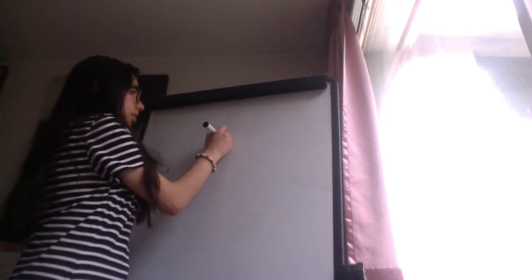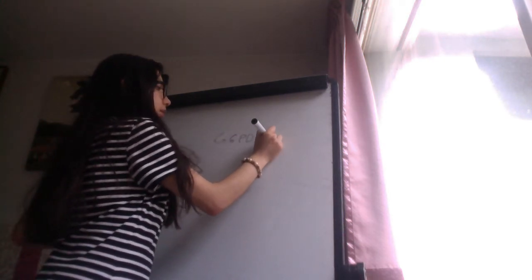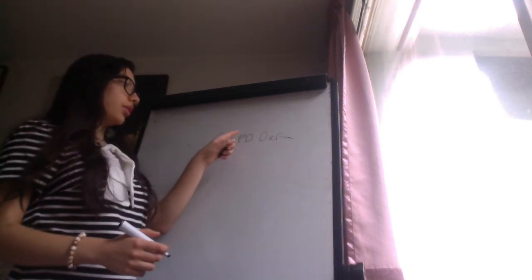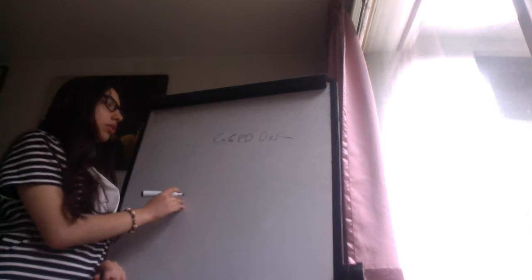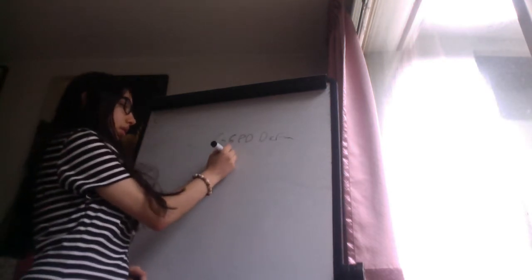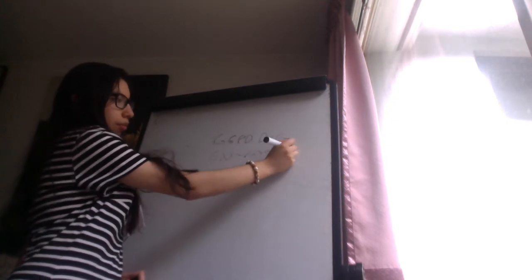Now we're going to talk very quickly about G6PD deficiency. This is deficiency of glucose 6-phosphate dehydrogenase enzyme. This is part of the hemolytic anemias. Here, in fact, we have extravascular and intravascular hemolysis.